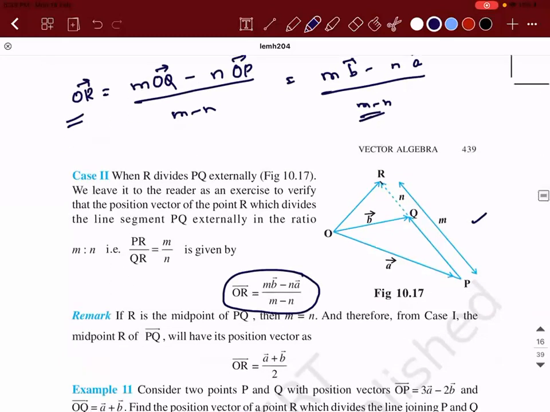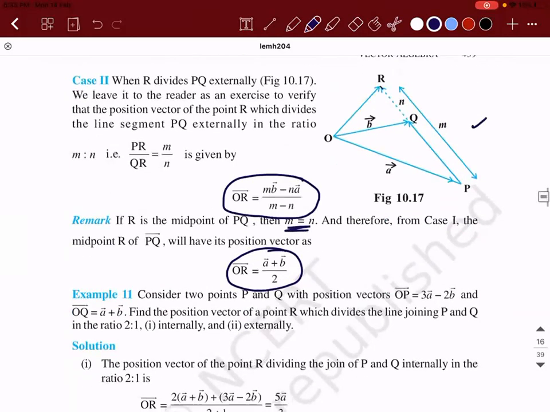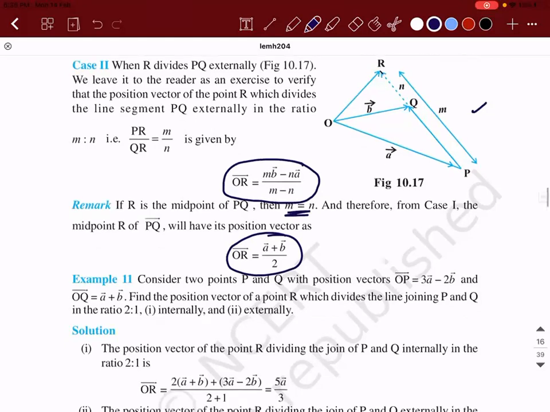Right. Suppose R is the midpoint, then M would be equal to N, then OR vector will be A plus B divided by 2. So if you observe, all these formulae are similar to the section formula, similar to what happened in coordinate geometry, right?